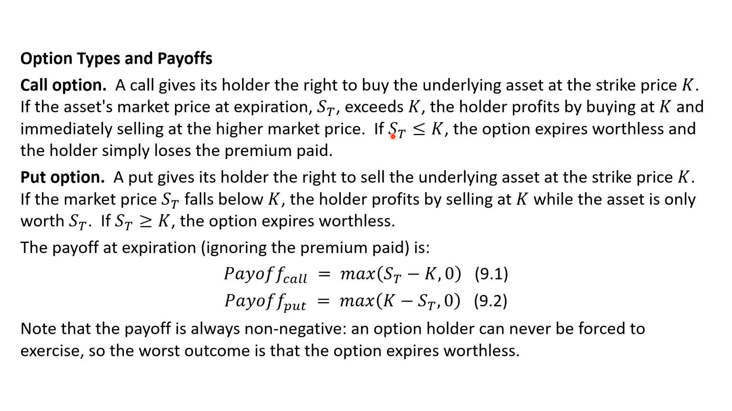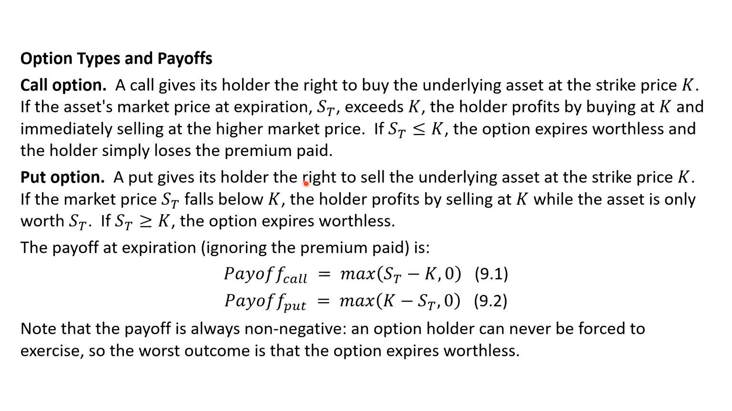On the other hand, if the market price at the time of expiration is less than K, then there's no reason to buy the stock because you're going to lose money. In that case, the option expires worthless, and the holder simply loses the premium paid. Then the opposite or the other option is called the put option.